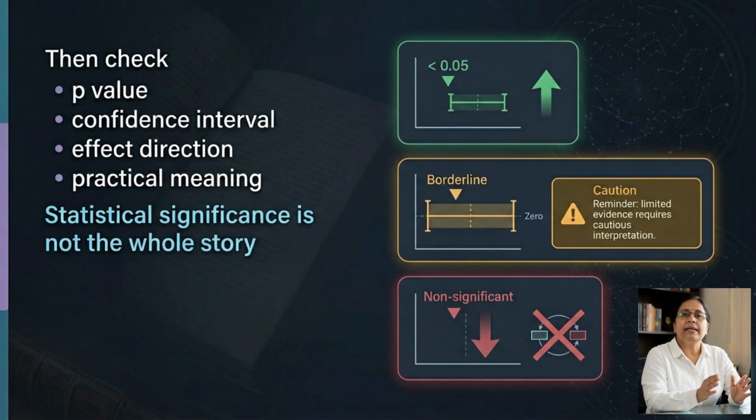Once the meaning is clear, then look at the p-value, confidence interval, and direction of the effect. Ask simple questions. Is the result statistically significant? What range does the confidence interval show? Is the effect going in the expected direction? And most importantly, does the result have practical or clinical meaning? This last question matters a lot. A result may be statistically significant but still small, weak, or not very useful in real practice.